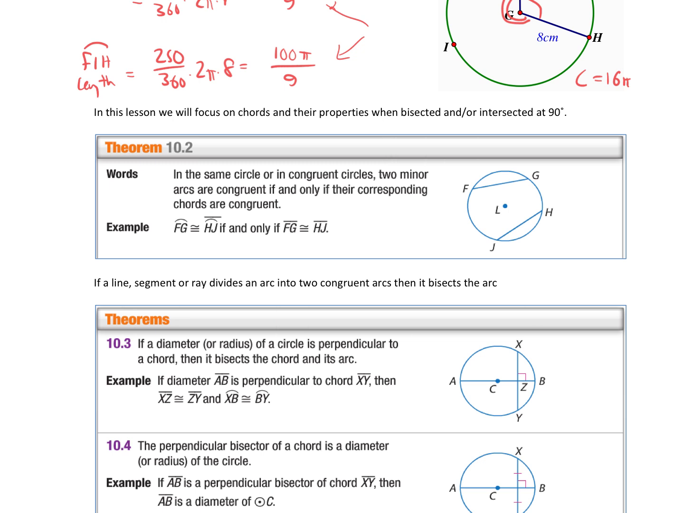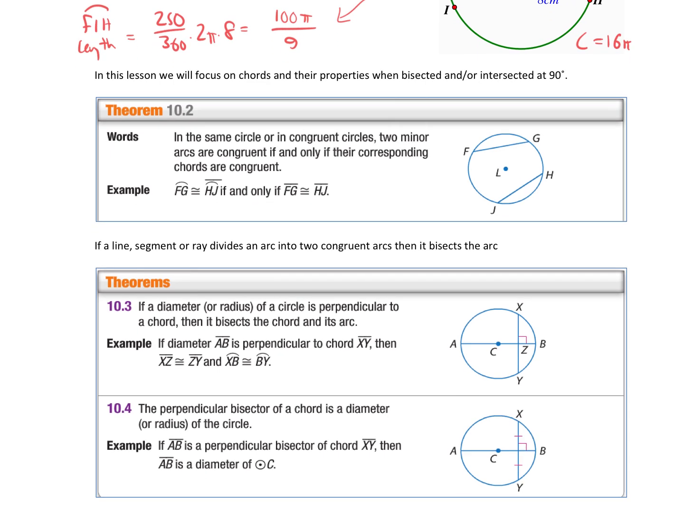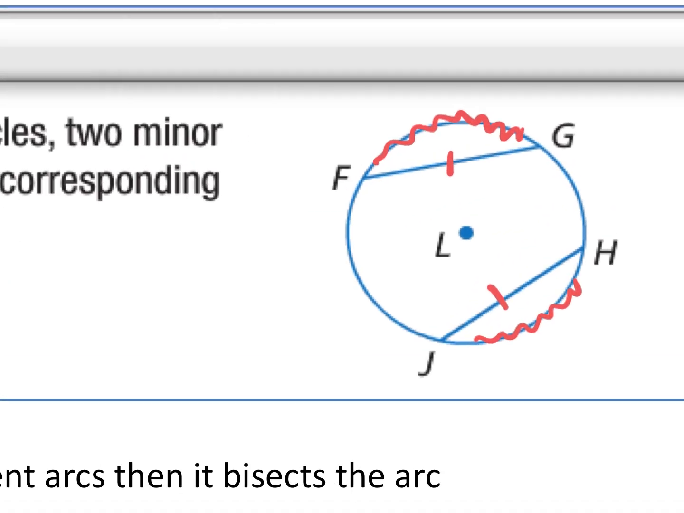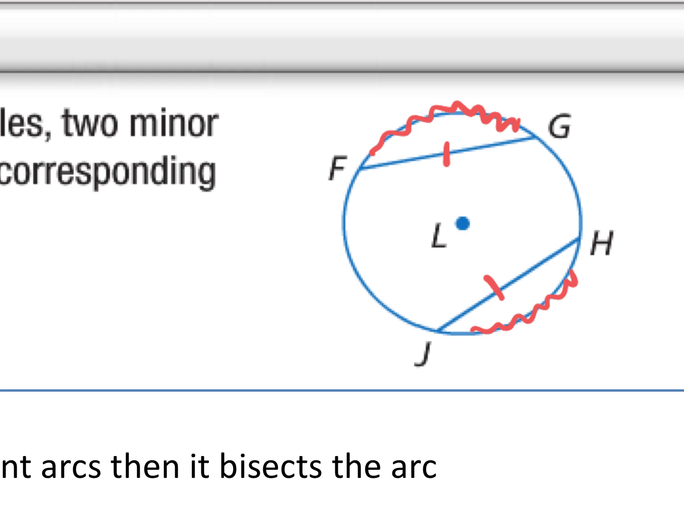Okay, then there's some stuff about chords. Find out what happens with the lengths of chords and their properties, and when they bisect or when they're intersected by 90 degrees. Okay, in the same circle or congruent circles, these two things are going to be congruent if and only if these arcs are congruent. So, yeah, this might seem so easy that it's hard at the beginning, but if those two arcs are congruent, then the segments have to be congruent and vice versa. And just like that last property we had about the central angles and the arc measures, this could be in the same circle. It could be in two congruent circles.